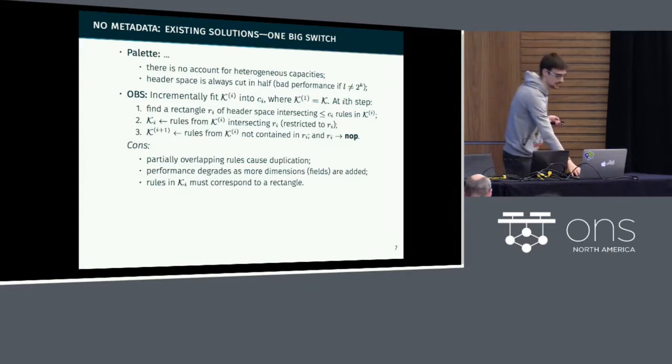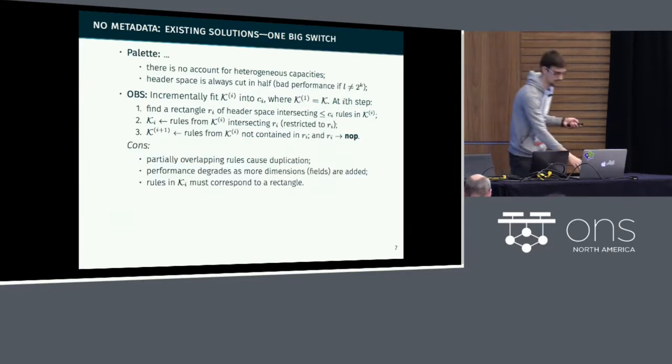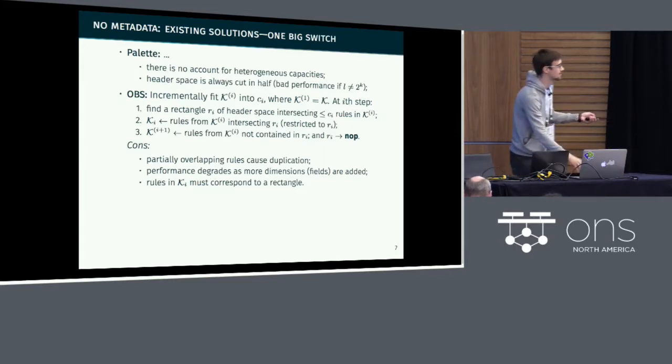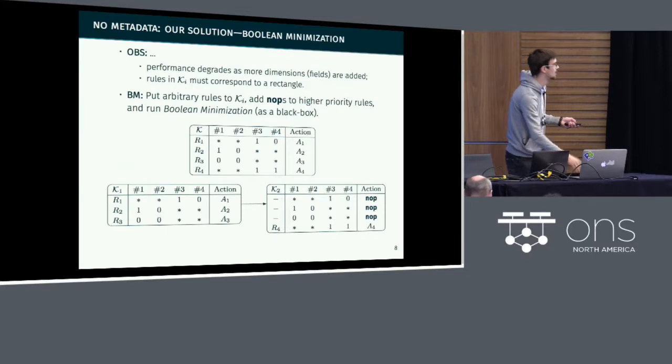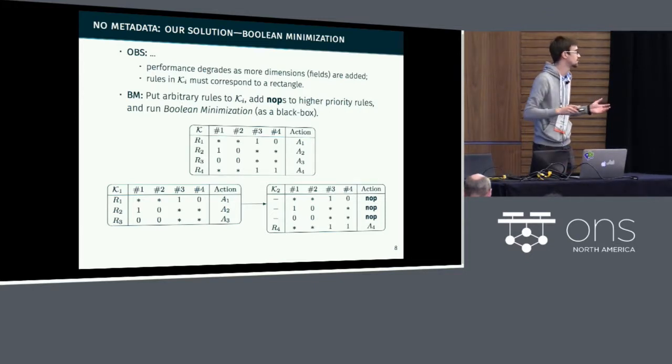It requires a rectangle, and if we increase the number of dimensions, the performance degrades. The rules that we put in the switch must correspond to a rectangle, which is a limitation. So our first contribution here is a Boolean minimization application to this problem, that tries to generalize this OBS approach.